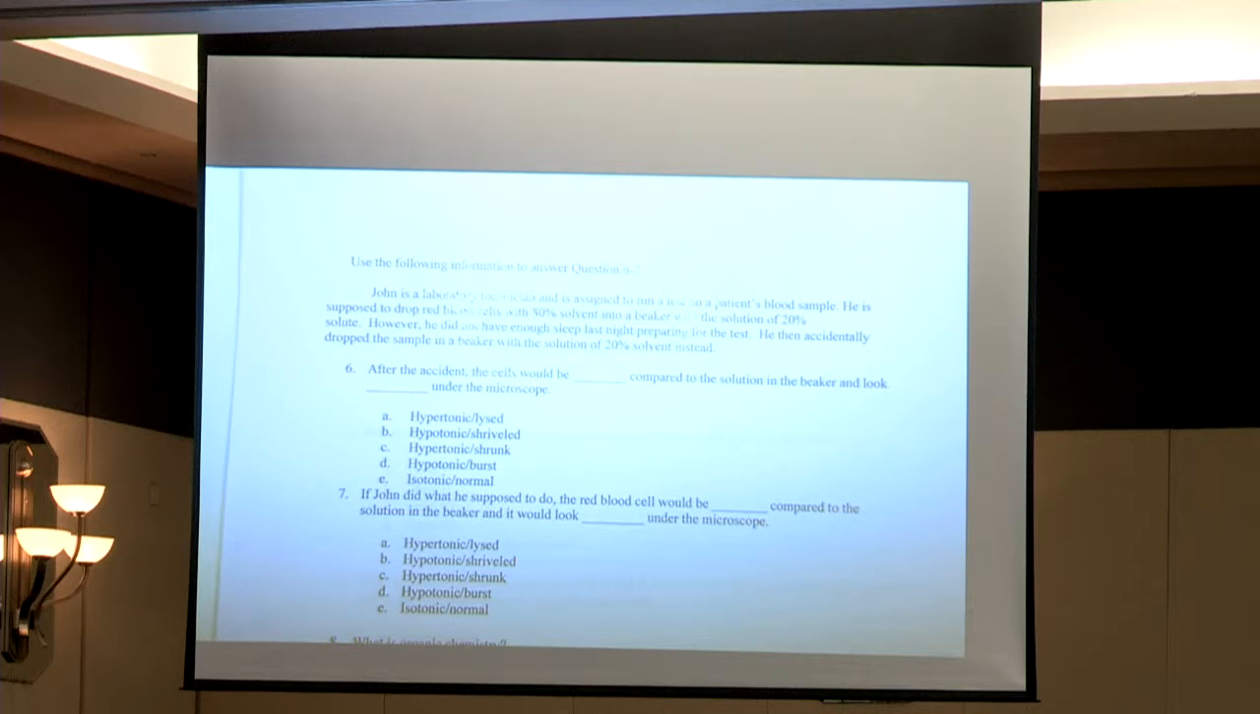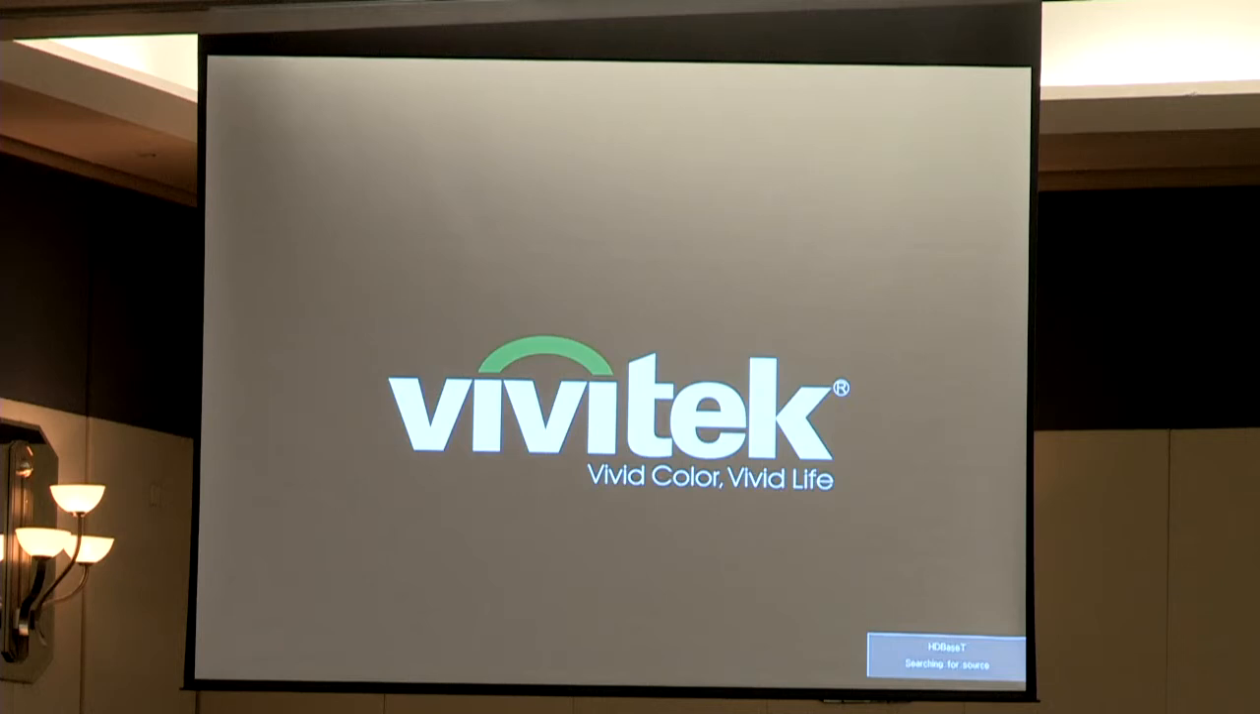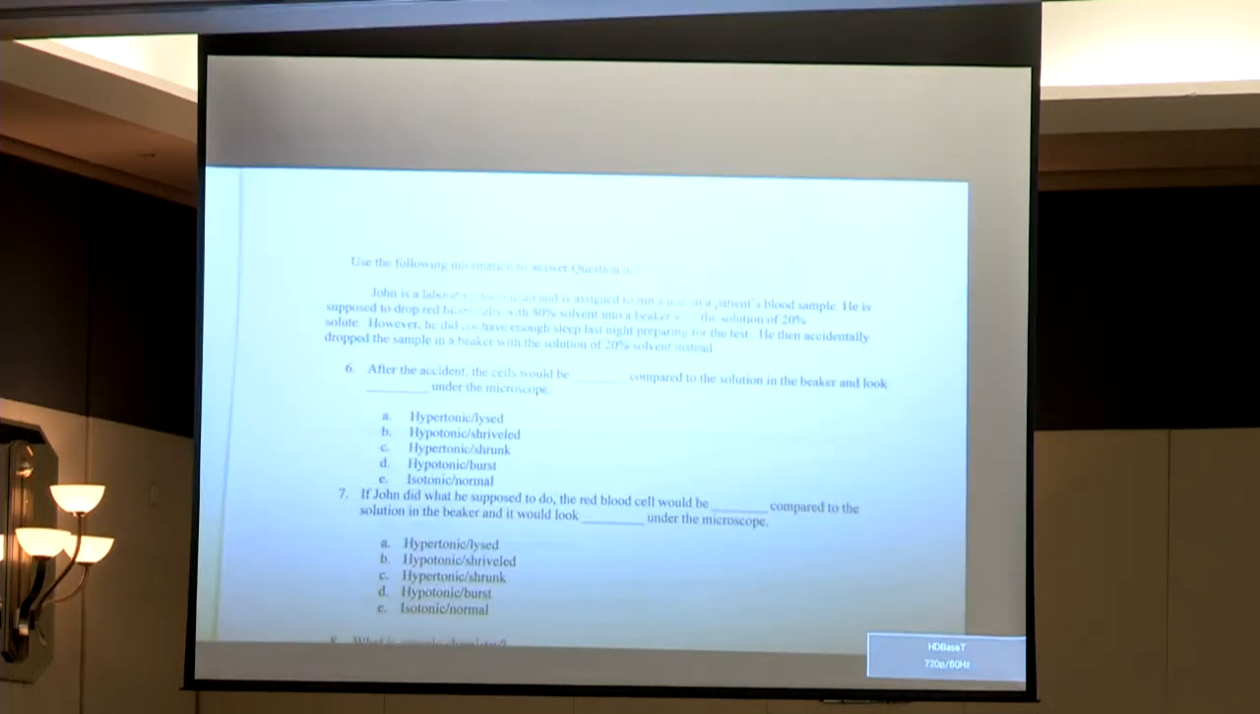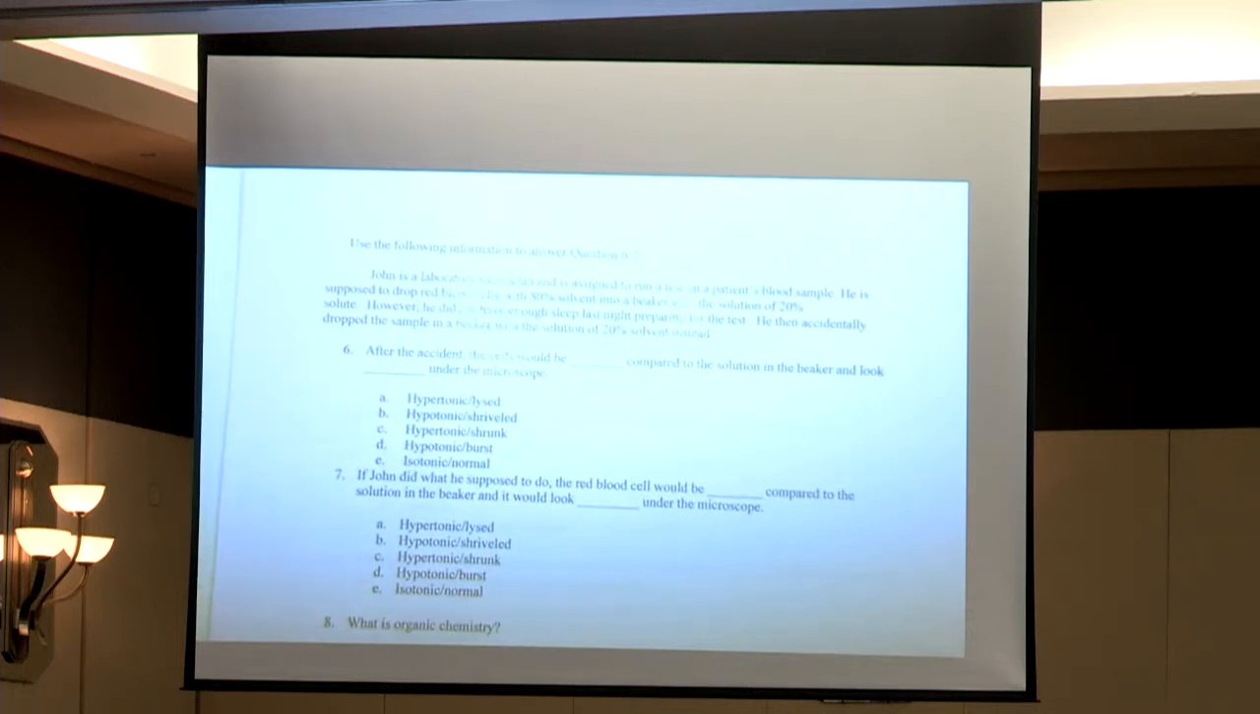So this question's information will be used for questions 6 and 7. John is a laboratory technician and is assigned to run a test on a patient blood sample. He's supposed to drop red blood cells with 80% solvent into a beaker with a solution of 20% solute. However, he did not have enough sleep and he accidentally dropped the sample in a beaker with a solution of 20% solvent instead. The first question asks: after the accident, the cell would be blank compared to the solution in the beaker and look blank under the microscope.